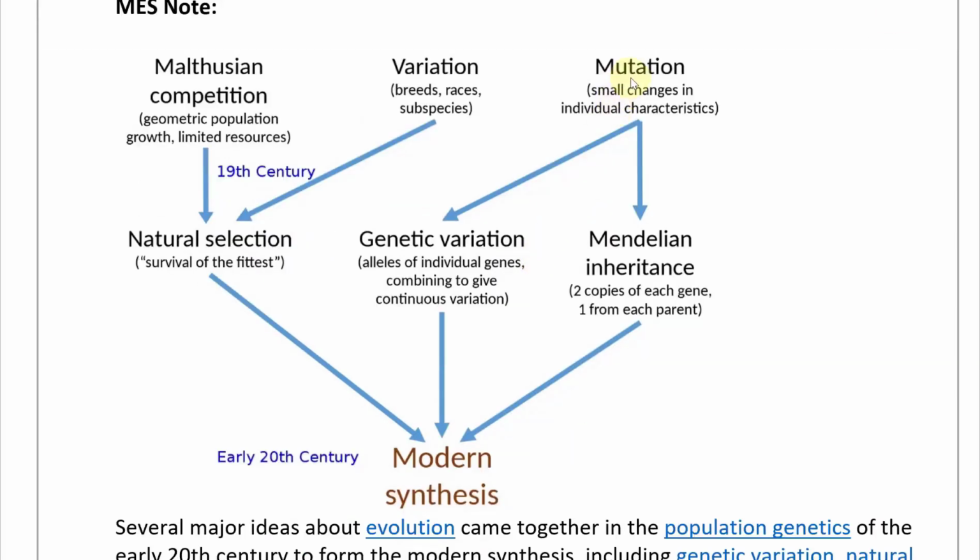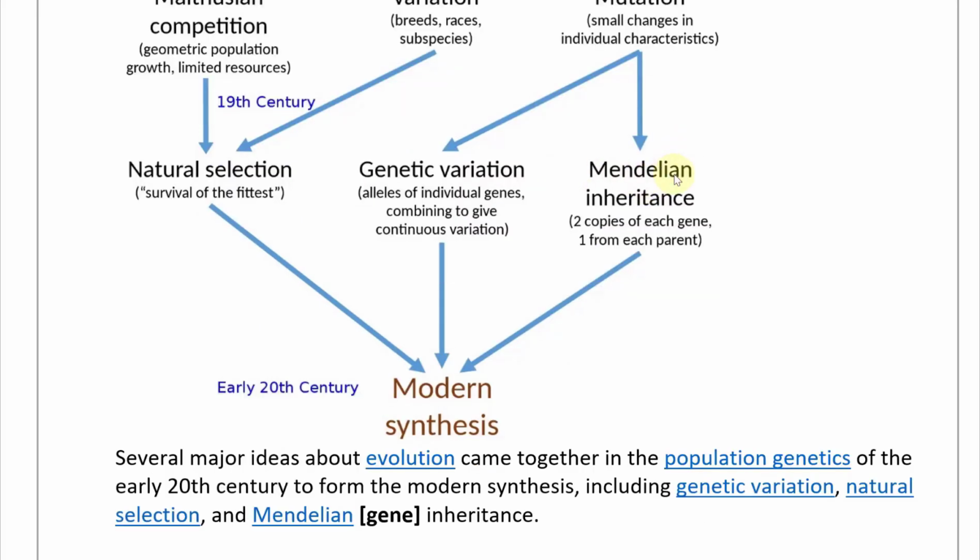Now the next setup here: you have mutation, small changes in individual characteristics. These lead to genetic variation of each of the individuals. So it's not just variation of breeds, races, or different subspecies, but actually the individuals of each subspecies themselves are all varying depending on their genetic makeup and their mutations. So alleles of individual genes combine to give continuous variation. It's a variation of the actual individuals as a big spectrum, as opposed to just saying this subspecies is different from another one. Now the individuals of every subspecies are different from each other.